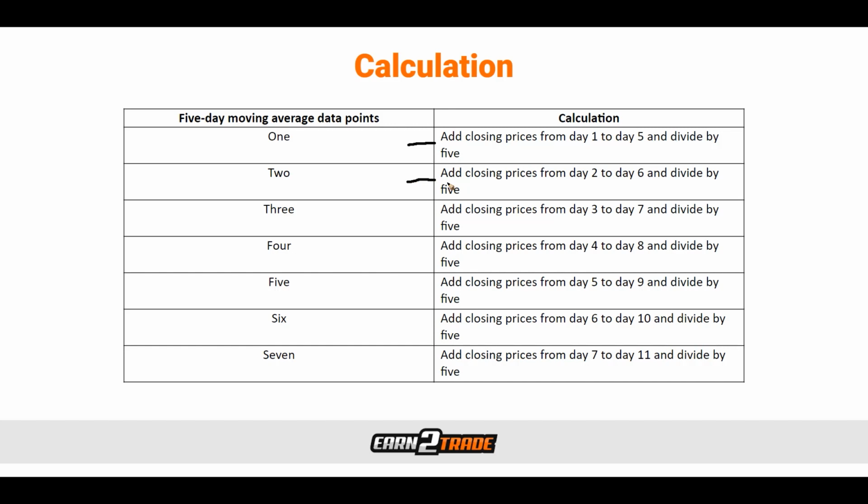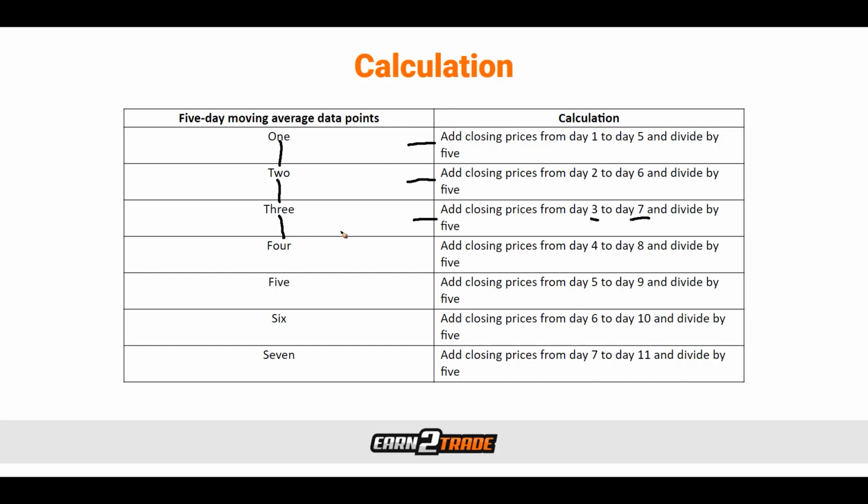Then for our data point 2, not day 2, we're going to add our closing prices from day 2 to day 6 and then divide by 5, and that'll give us our second plotting point, which will connect 1 and 2. As we get to our third plotting point, we're going to add the closing prices from day 3 to day 7 and divide by 5.